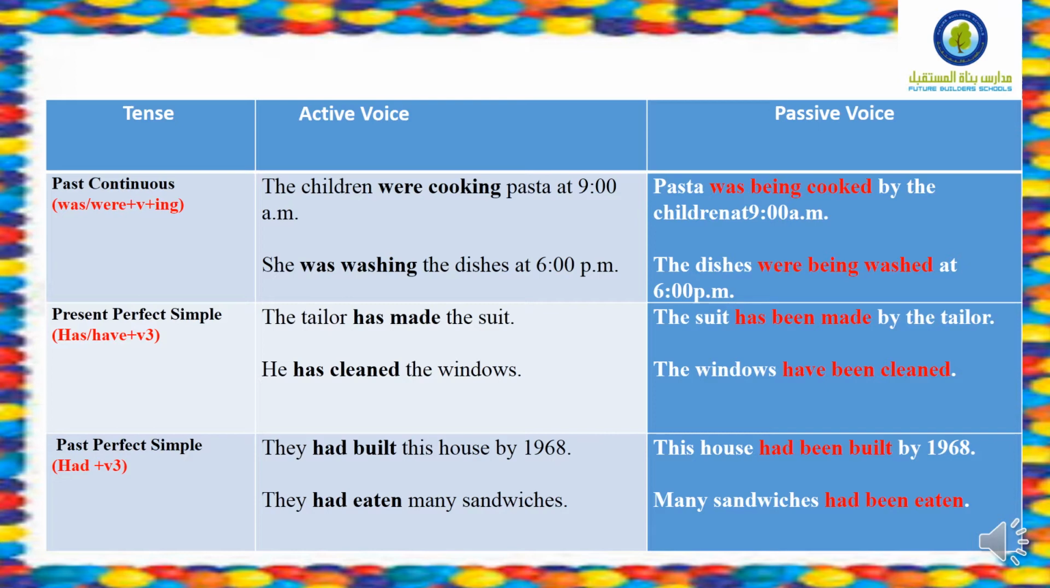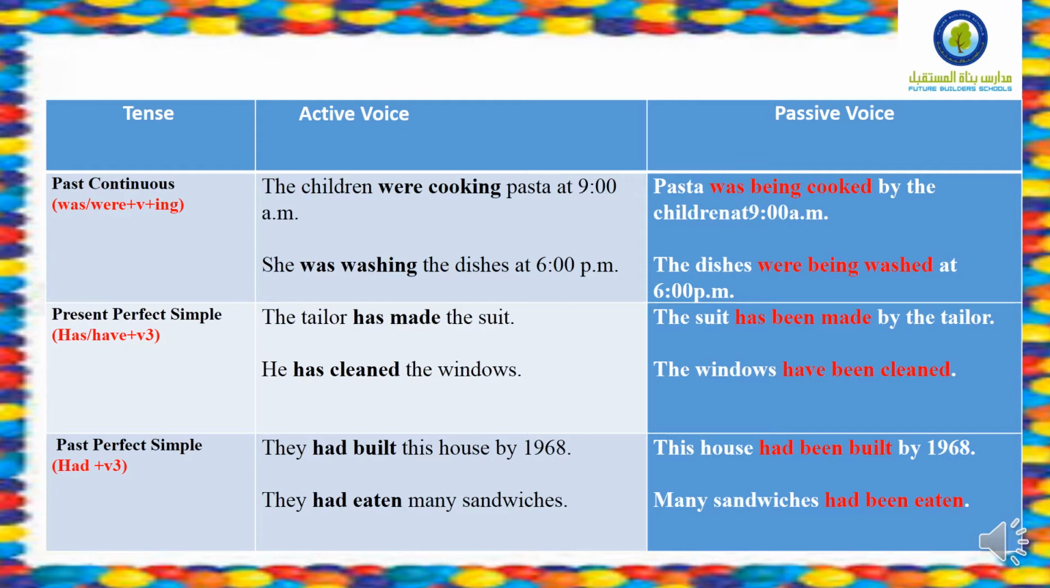We have were cooking. For the past continuous, to change it from active to passive, you put was or were, depending on the object. Then you take one of the verbs to be. We took them before: was, were for the past simple, is, are for the present simple. We took also being for the present continuous. Now here we have also past continuous. For the continuous, we take also being. So whether it is ماضي مستمر or مضارع مستمر, نأخذ being. So, pasta was being, verb 3 of the verb cook, بتصير cooked. So, pasta was being cooked by the children at 9 a.m.